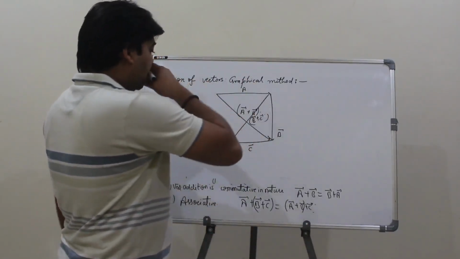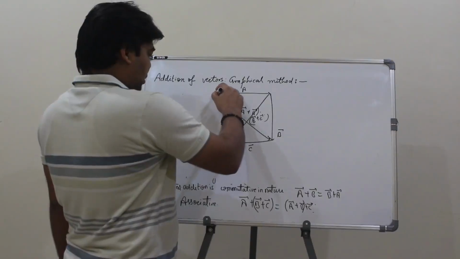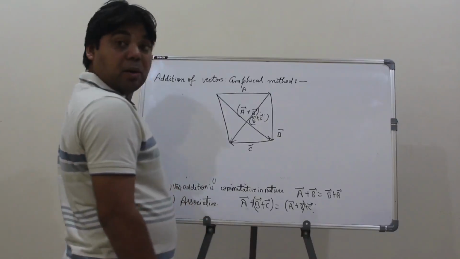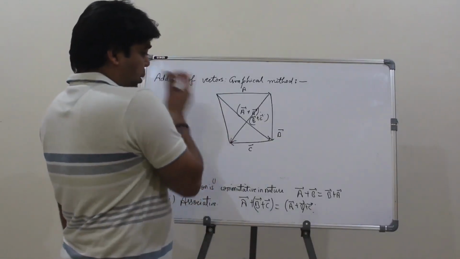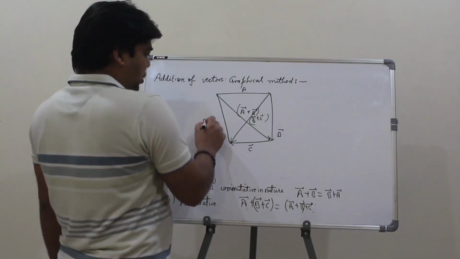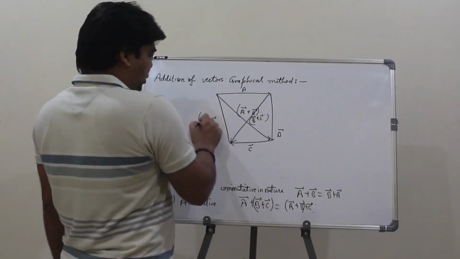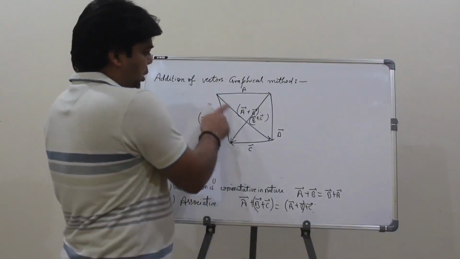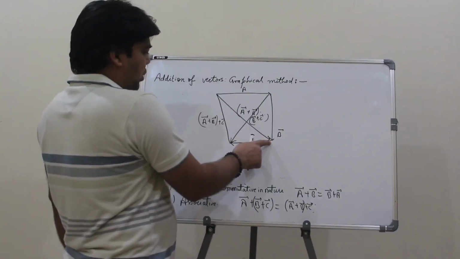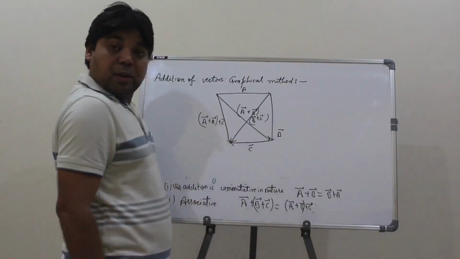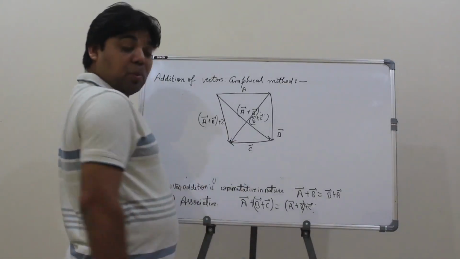Now, if you take this vector, what does it represent? This is A plus B and this is C. So this represents A plus B plus C. So A plus B first, and then C from that end. This is (A plus B) plus C.